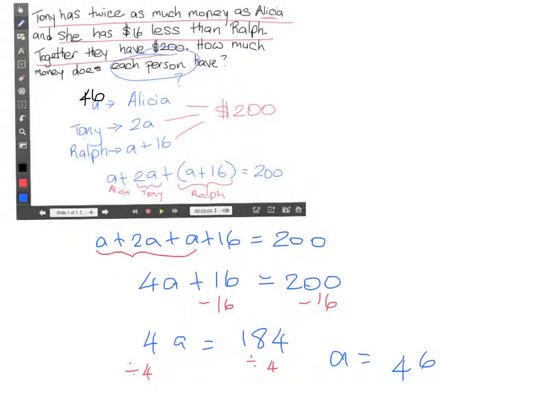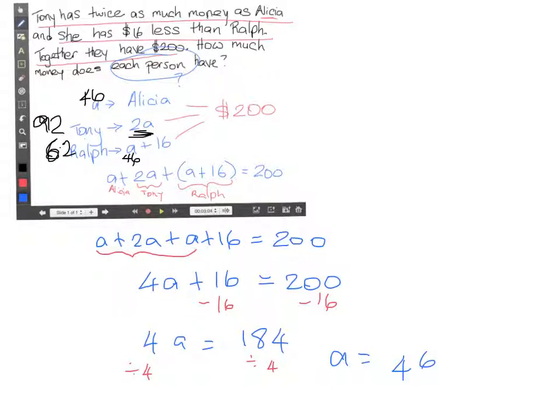Now remember that Tony, as you can see here, had twice as much money as Alicia, which means that Tony has 2 times 46, which is 92. And finally, Ralph had 16 more than Alicia. So when you add that 46 to 16, you get how much money Ralph has, and that is 62.